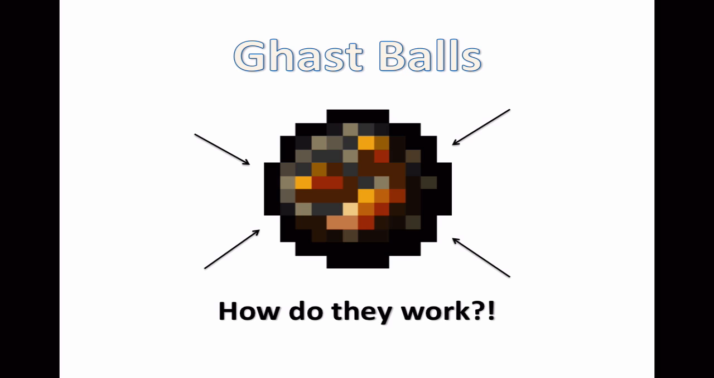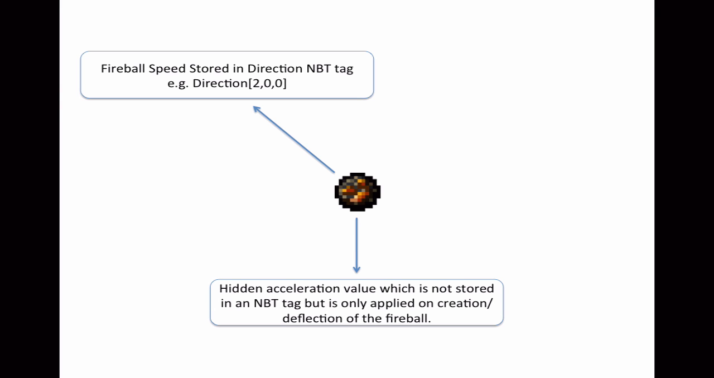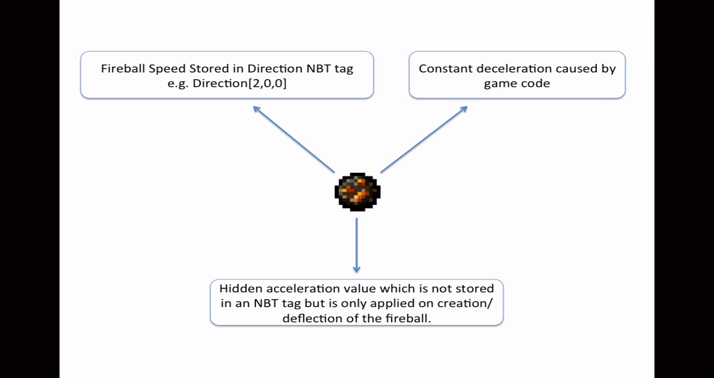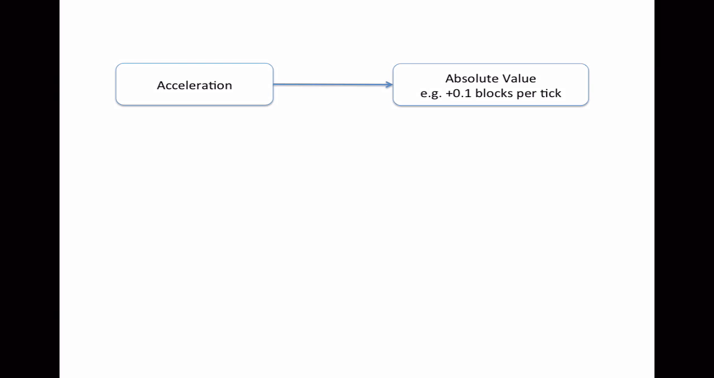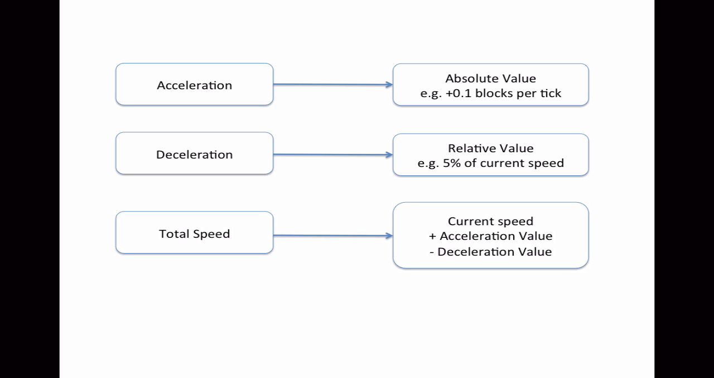To find out exactly how ghast balls act, I asked Wubbi from the ZipCrowd server to look into the code of Minecraft and find out exactly what makes ghast balls tick. Fireballs have a certain speed, which is stored in the direction NBT tag. They also have an acceleration value, which does not get stored. On top of this, they have a constant deceleration. The acceleration is a constant value which increases the speed of the fireball by an absolute value. The deceleration, however, decreases the speed by a relative amount.